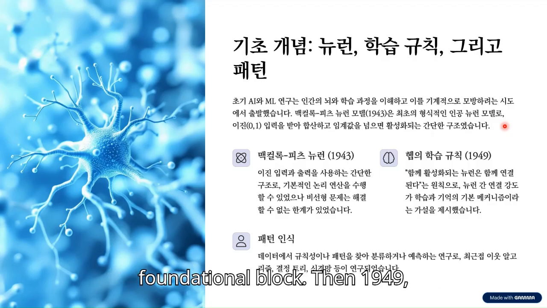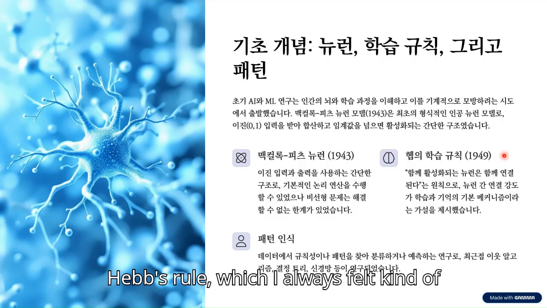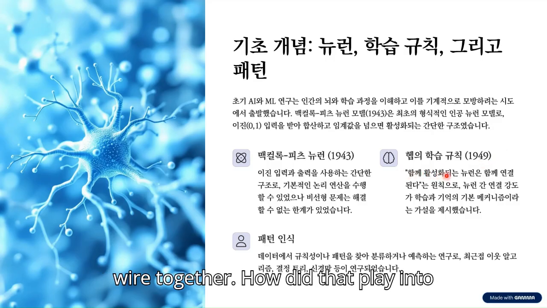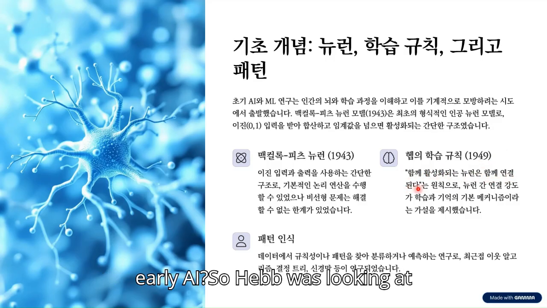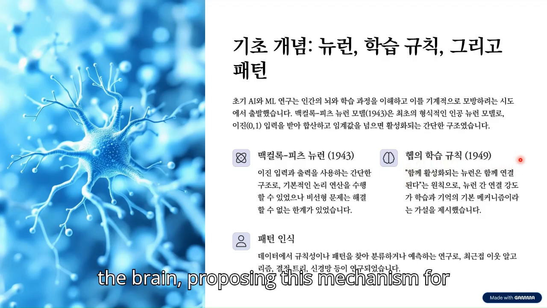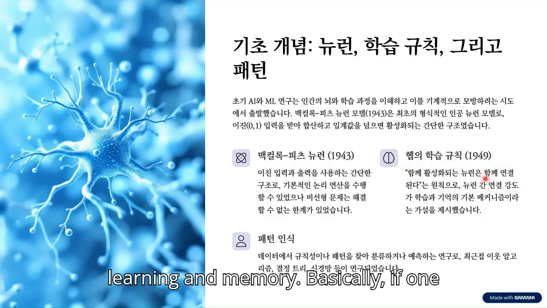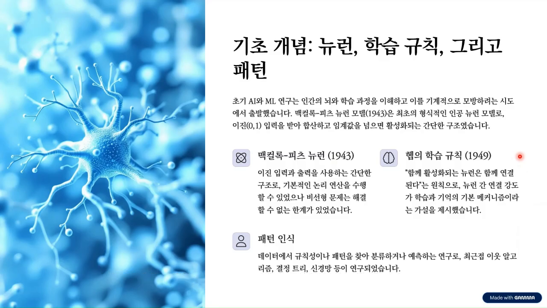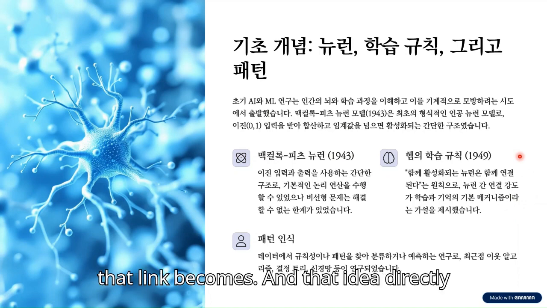Crucial. Okay, foundational block. Then, 1949, Hebb's rule, which I always felt kind of makes sense. Neurons that fire together, wire together. How did that play into early AI? So Hebb was looking at the brain, proposing this mechanism for learning and memory. Basically, if one neuron helps another one fire, the connection between them gets stronger. Right. The more they fire together, the stronger that link becomes.